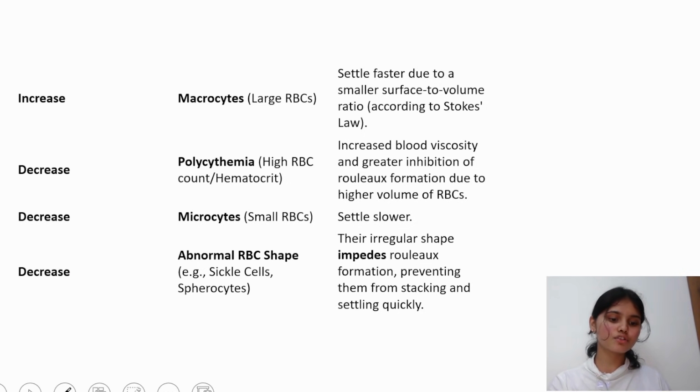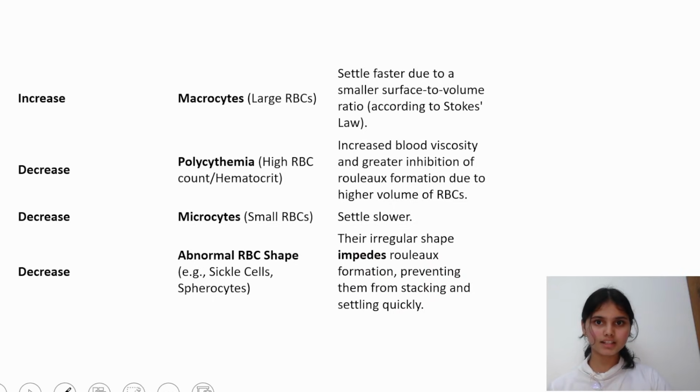Now, certain conditions where the ESR would further decrease, besides increased albumin and increased viscosity, would be polycythemia, that is high RBC count or high packed cell volume. Increased blood viscosity and greater inhibition of rouleaux formation is due to the higher volume of RBCs. Also, a decrease in microcytes, the small RBCs, which settle slower. Abnormally shaped RBCs like spherocytosis, poikilocytosis, ellipsocytosis, or the sickle cells that you will see in sickle cell anemia, have an irregular shape that impedes rouleaux formation, preventing them from stacking and settling quickly.